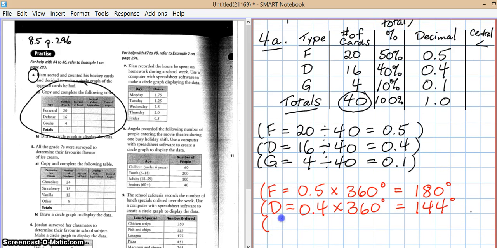Now finally, we have the goalie cards. The goalie cards are represented by 0.1, or 10%, which is 4 out of 40. So we're going to take 0.1, multiply that by 360 degrees, and we end up with 36 degrees. That's an easier calculation because you're just moving the decimal one place to the left. Now, these are the sizes of the angles that we need to have in our graph.